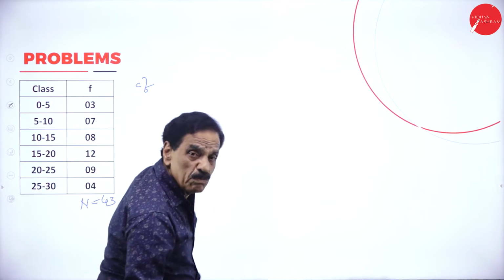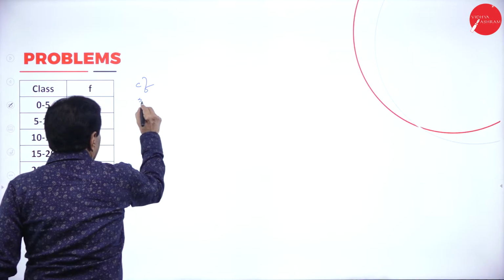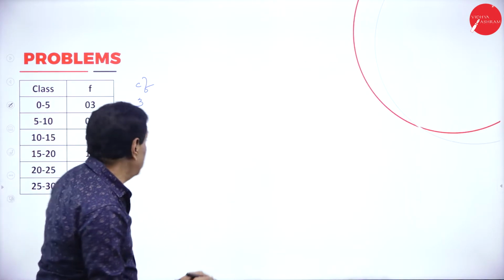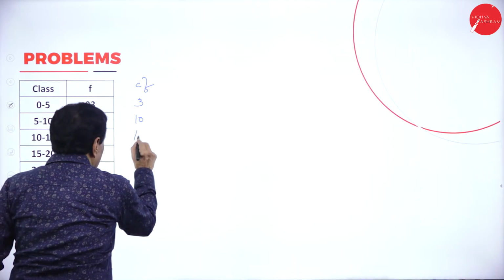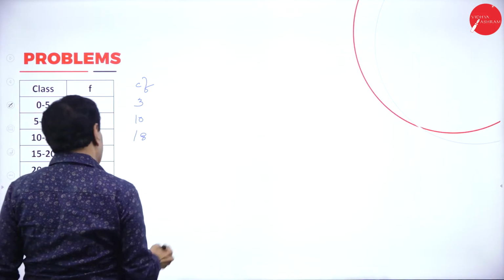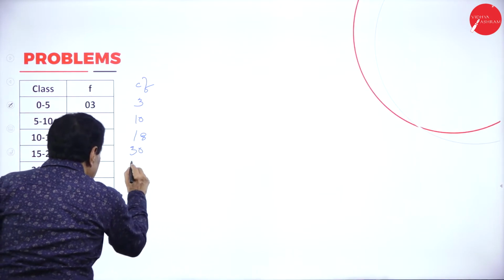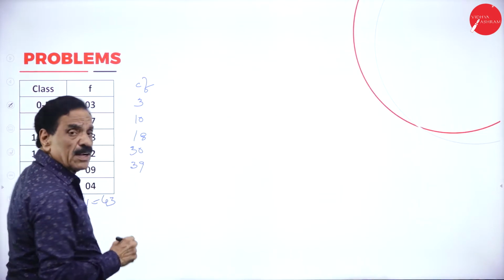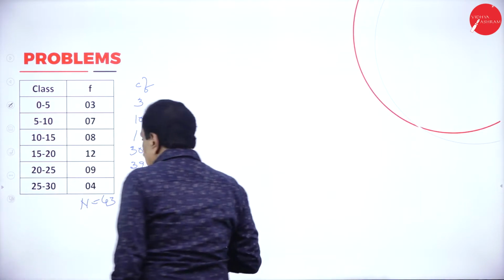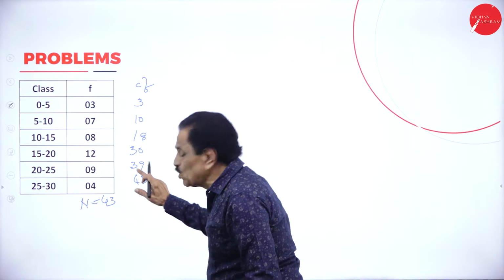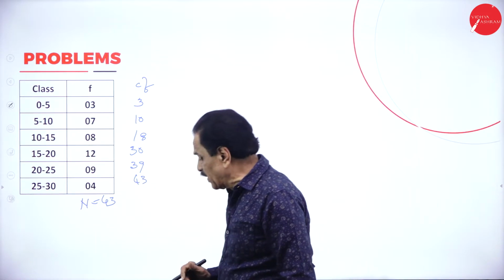CF means cumulative frequency. What is the first number? 3. For that, 7 should be added. It is 10. For that, 8 should be added. 18. For that, 12 should be added. It is 30. 9 should be added. 39. For that, 4 should be added. 43. So in the exam, this and this should be one and the same. What's your total? 43. Cumulative also 43.